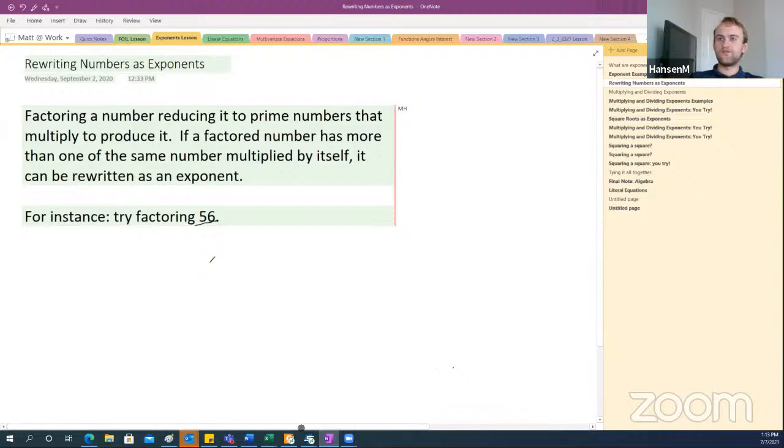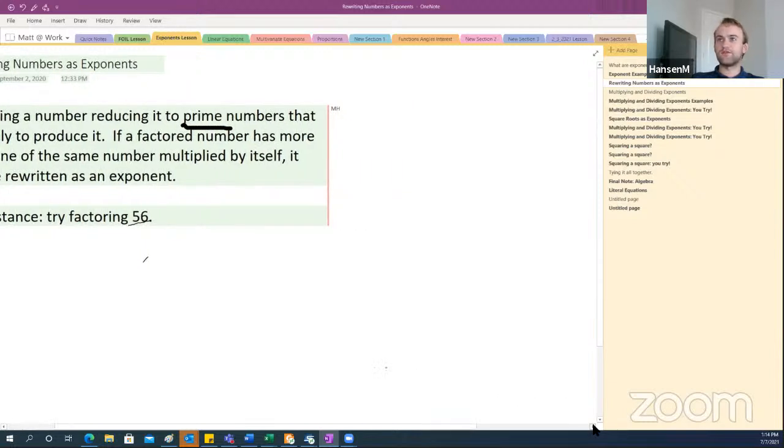So what if we wanted to work backwards and take a big number and write it in terms of smaller numbers to various exponents? That's a process we call factoring. Factoring a number reduces it to the prime numbers that multiply to produce it. If a factored number has more than one of the same number multiplied by itself, it can be rewritten as an exponent. As a little background, in case you don't know, there are two kinds of numbers.